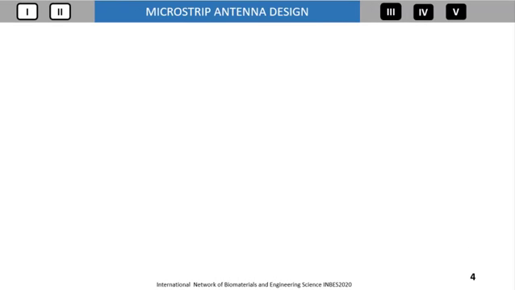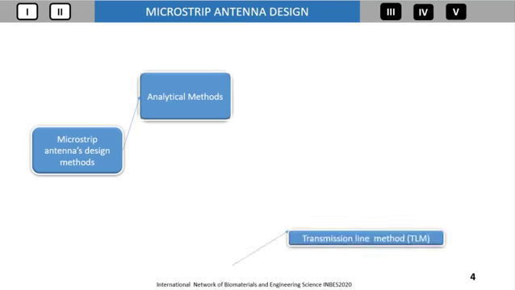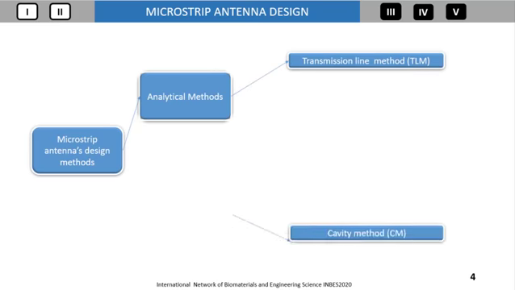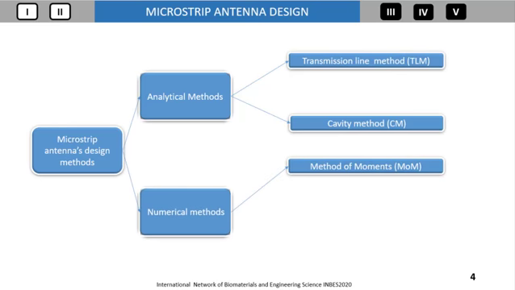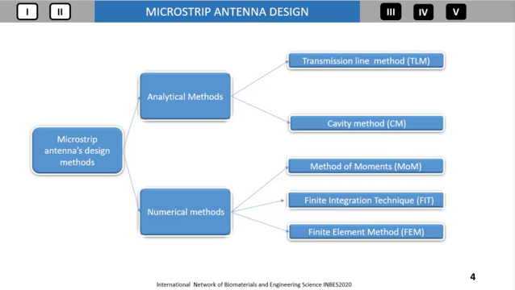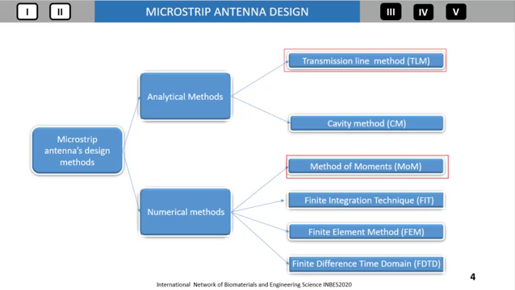A microstrip antenna can be designed by analytical methods such as the transmission line method or cavity method. These techniques have difficulty with complex structures, the reason why many numerical techniques have been used, like the method of moments, the finite integration technique, the finite element method, and the finite difference time domain. In this work, we will be using the transmission line method and the method of moments.